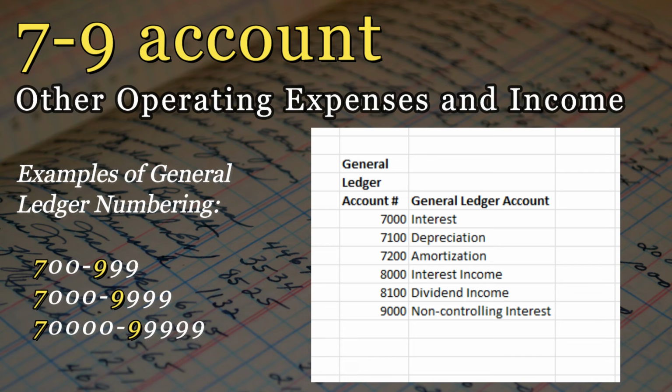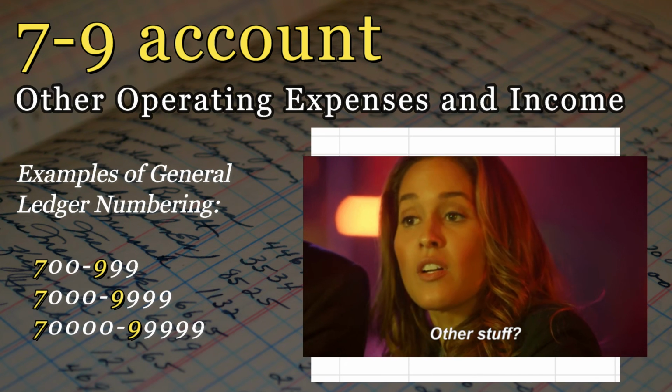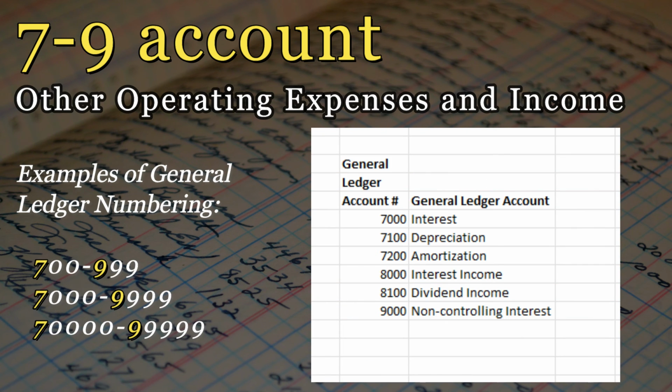That 7 being in the slide is not a mistake. 7 and 9 are going to be custom usually, depending on your organization, but they're going to be other expenses, other income.